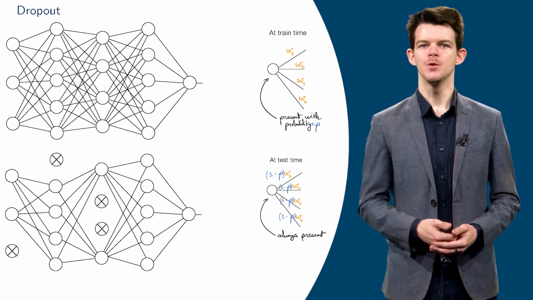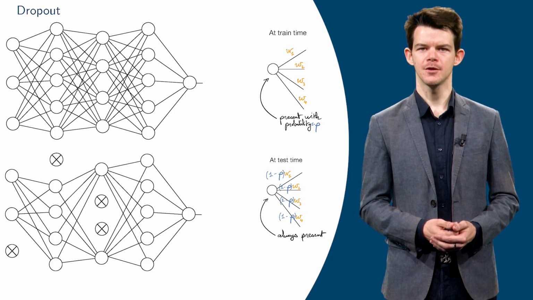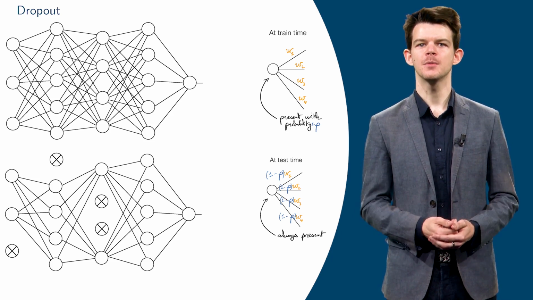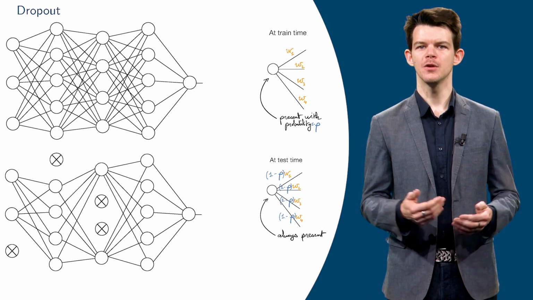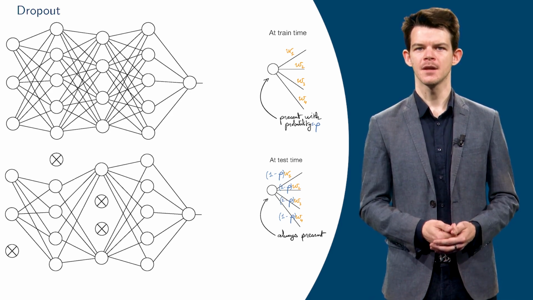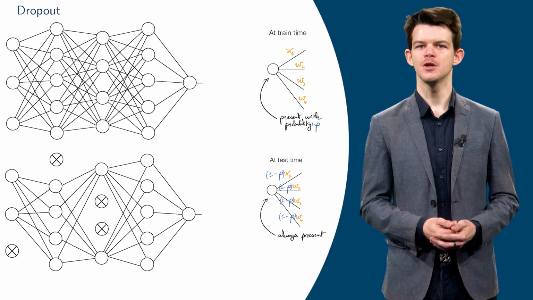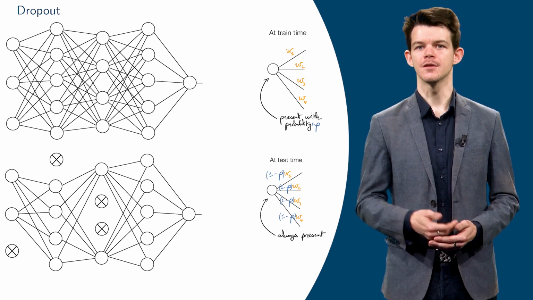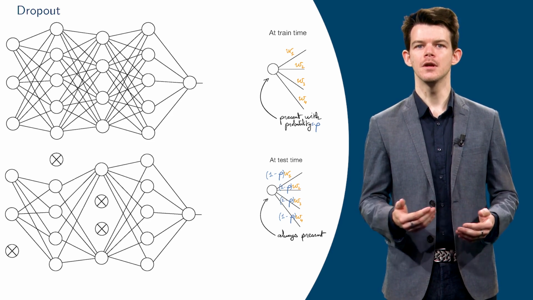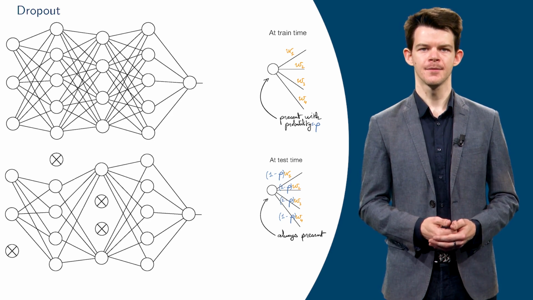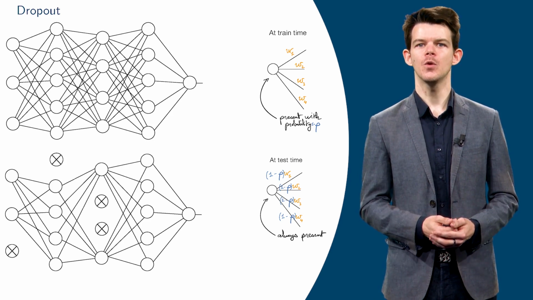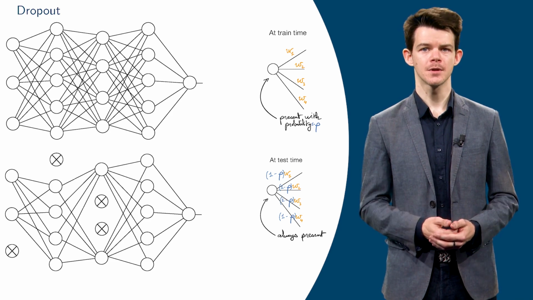At training time, a neuron is present with probability 1 minus p. As usual, the training procedure is dedicated to finding efficient weights and biases for all neurons in the network. These parameters are then multiplied by 1 minus p to obtain the final weights of the network. This is done to preserve the strength of each neuron in the prediction process, since a neuron at training time is present only with probability 1 minus p, whereas it is always present at test time. Indeed, the final network contains all neurons. There is no dropout at test time.